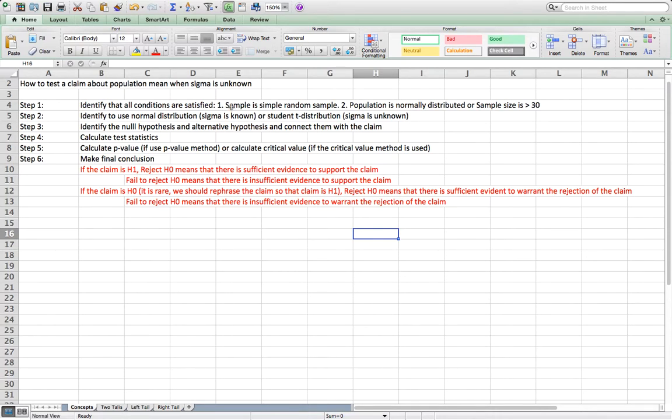There are 2 conditions. First, the sample is a simple random sample. Second, the population is normally distributed or the sample size is greater than 30.